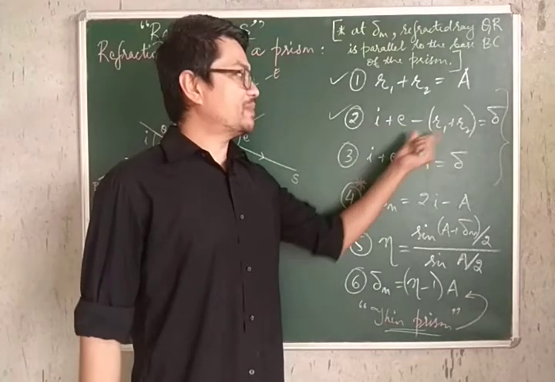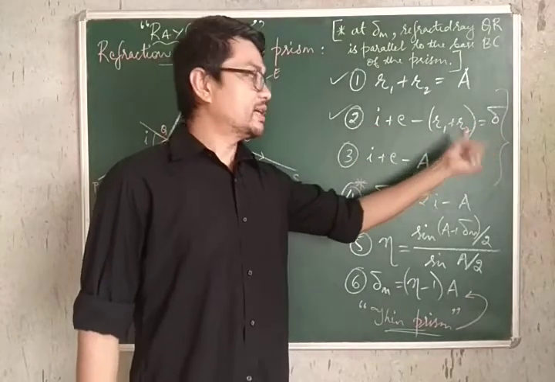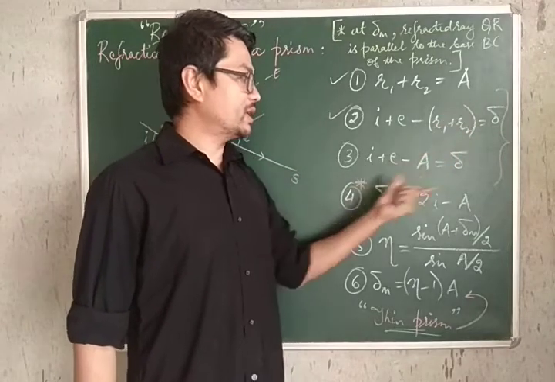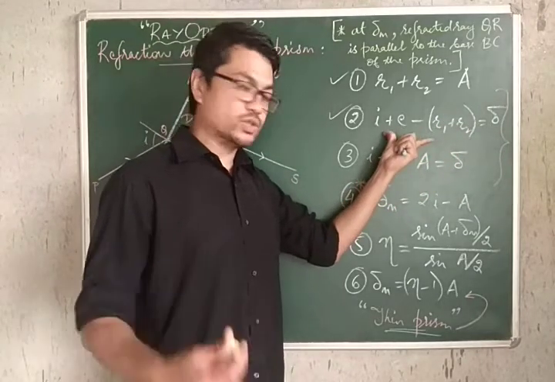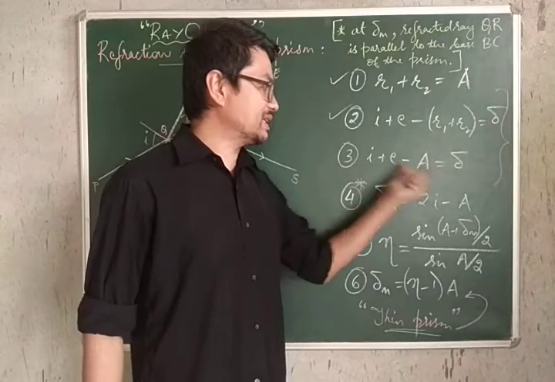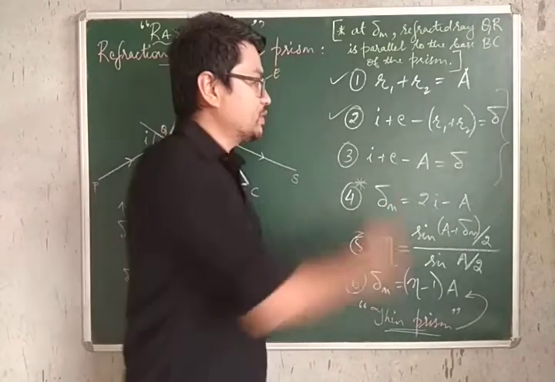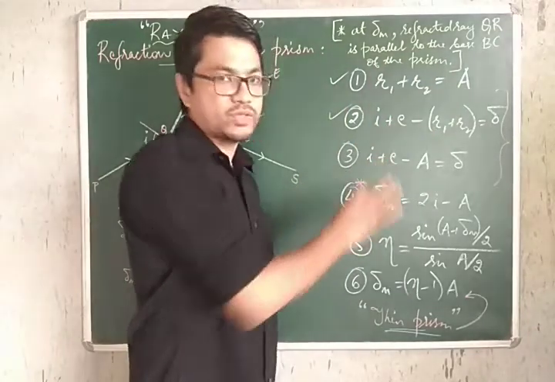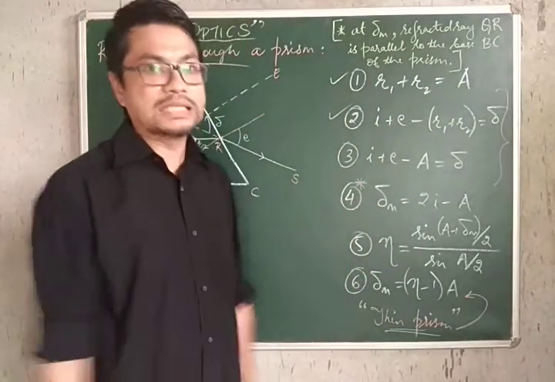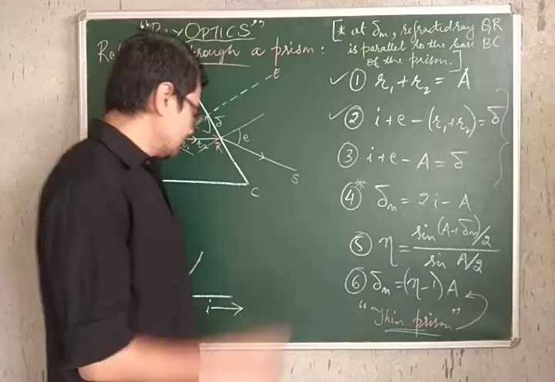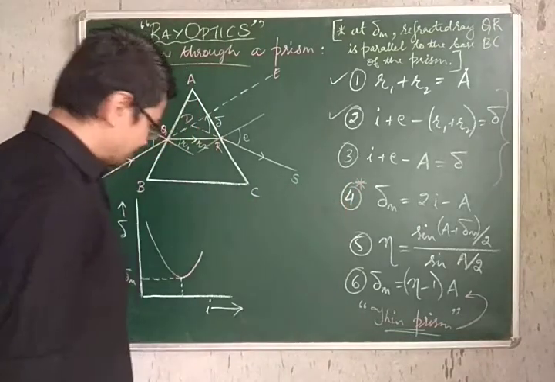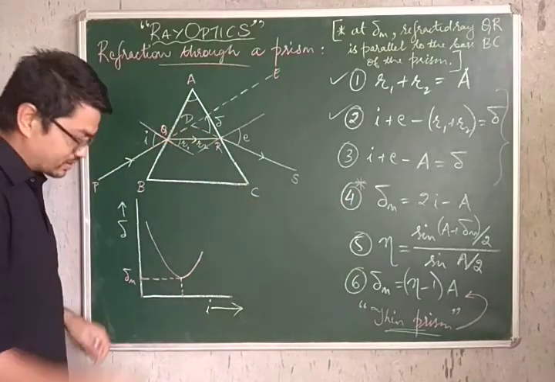So i plus e minus (r1 plus r2) is equal to delta. Now since r1 plus r2 is equal to A, relation 2 can be rewritten as i plus e minus A is equal to delta. Like I already told you, you can give a look at the simple derivation. It's not very difficult, it's very easy. Now, before we jump into relation number 4, let us pay attention to this graph.